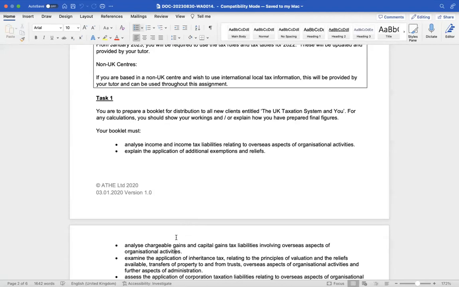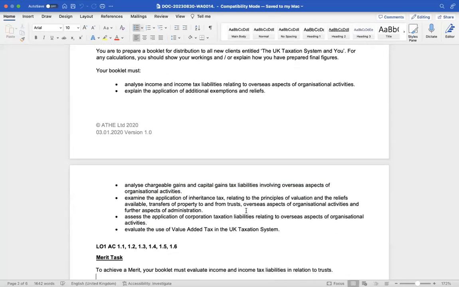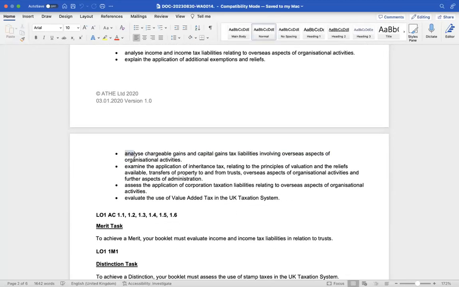So in this, analyze here. Can you see that? Yeah, here number 4. So here you need to explain the concept of chargeable gains and how capital gain tax is applied in the UK. Discuss how chargeable gains related to overseas assets are treated and calculated for capital gain tax purposes.